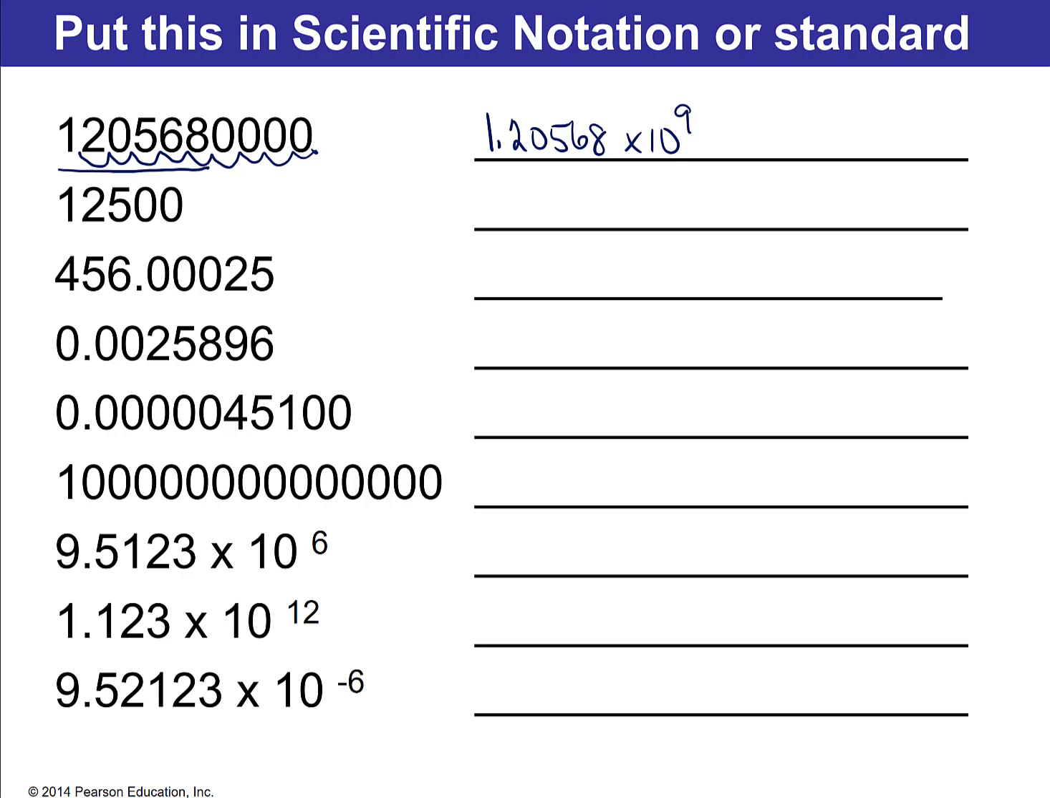12,500. How many significant figures? 3. The 1, the 2, and the 5. Remember, zeros at the end, if there's no decimal place, not significant. But you've got to start from that point. 1, 2, 3, 4. 1.25 times 10 to the 4th. Decimal place goes to the left. That's a positive exponent because my number is bigger than 1.